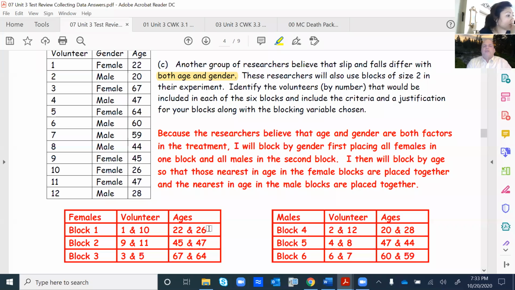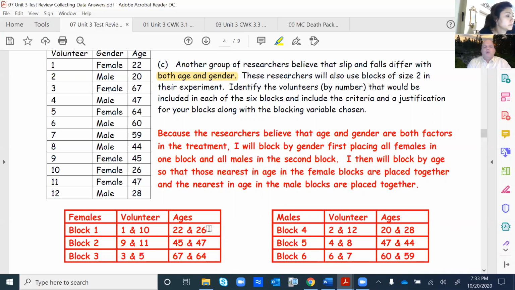So because the researchers believe that age and gender are both factors in the treatment, I will block by gender first, placing all females in one block and all males in the second block. So we have two groups. I then will block by age so that those nearest in age in the female blocks are placed together and those nearest in age in the male blocks are placed together.